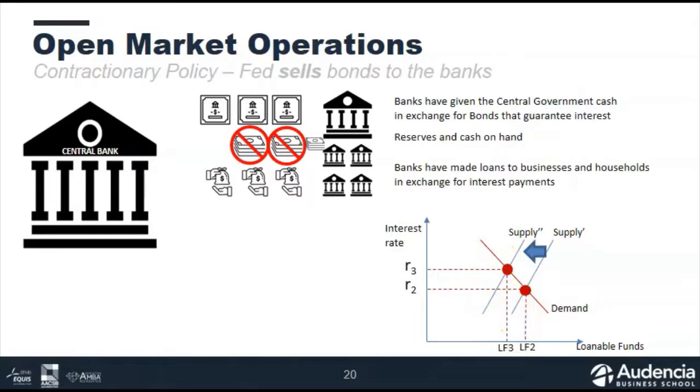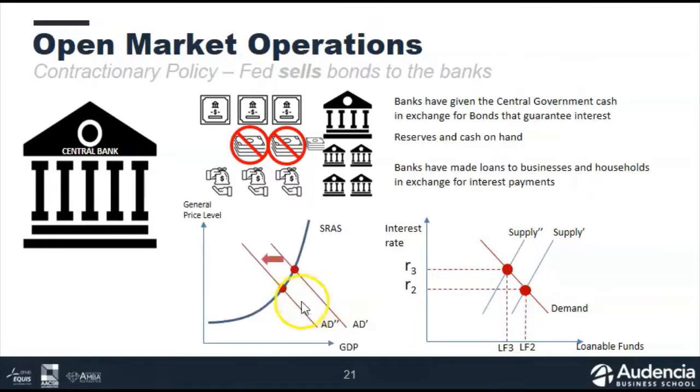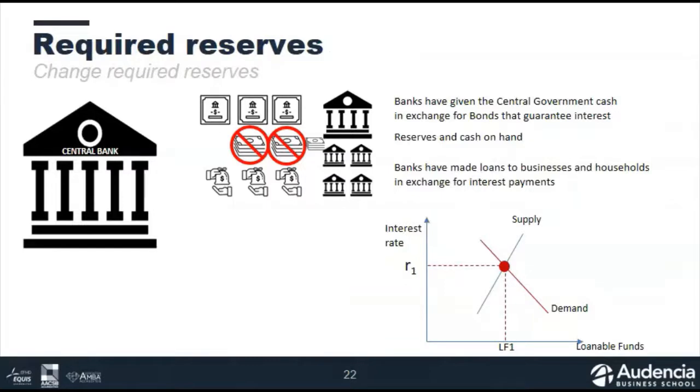And we finish our story. Because interest rates have gone up, well, aggregate demand is now going to decrease. Because interest rates are higher, investment will decrease, and consumption or borrowing to consume will also decrease. And so we see a decrease in aggregate demand, pushing prices down and pulling GDP back. So those are the two types of open market operations, and they typically involve the buying and selling of bonds to commercial banks.